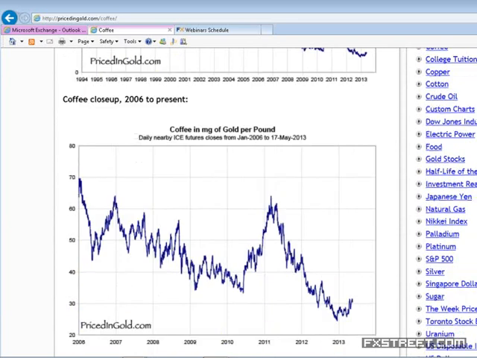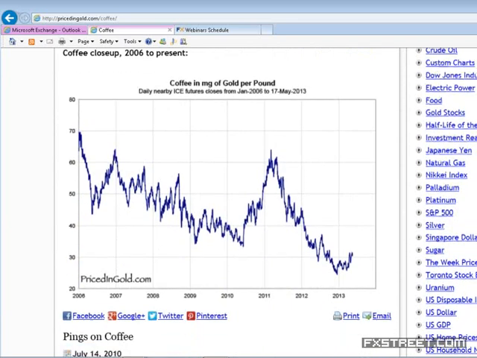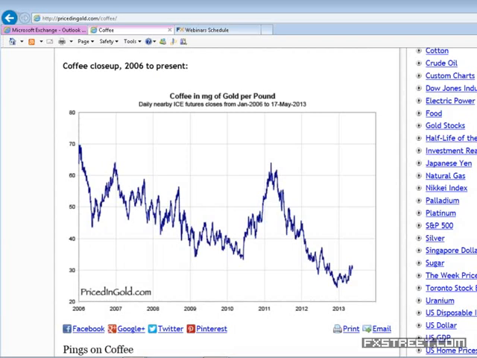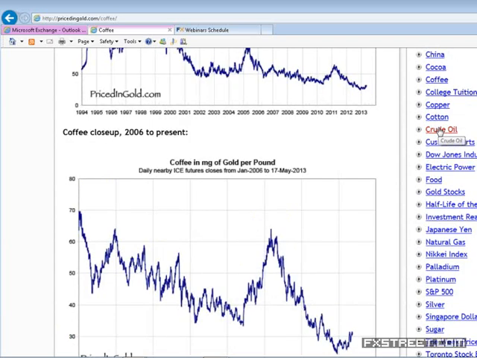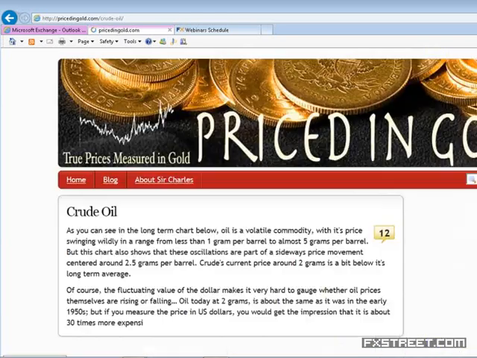Here's another image of that same coffee priced in micrograms of gold since 2006. And as you can see, we are in fact in a bear market of that particular commodity when I price it in a currency denominator other than the U.S. dollar. Here's one that very well may surprise you, and this is crude oil.